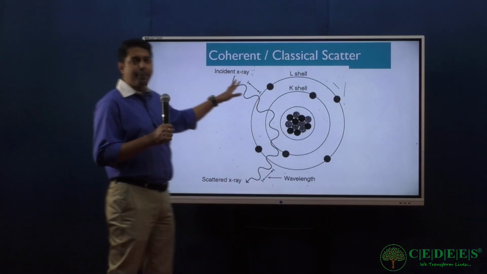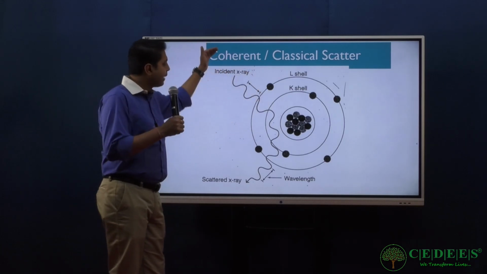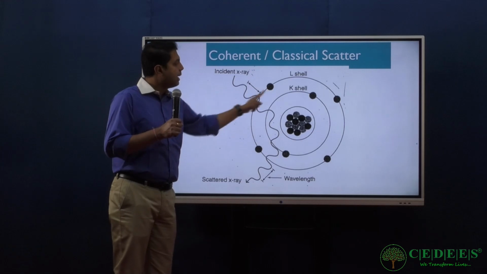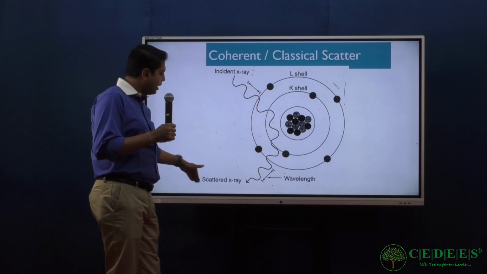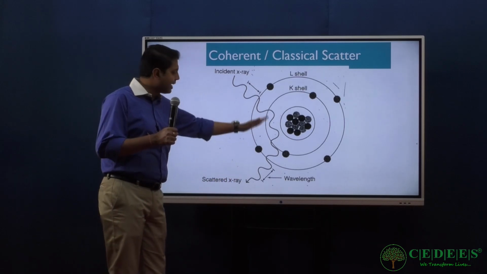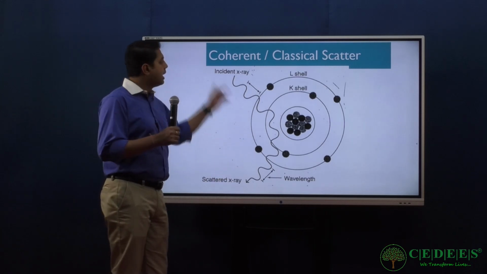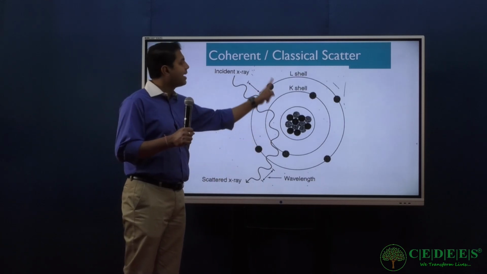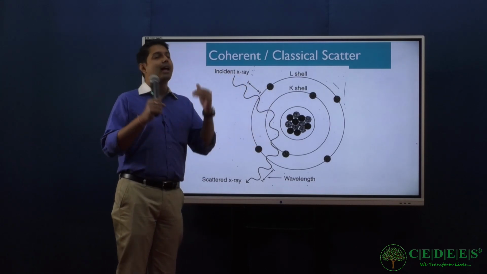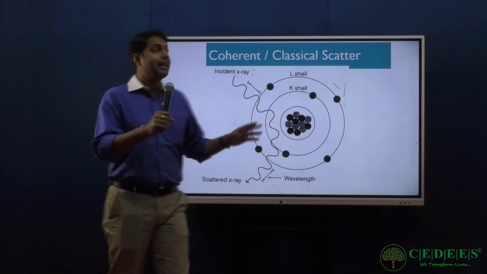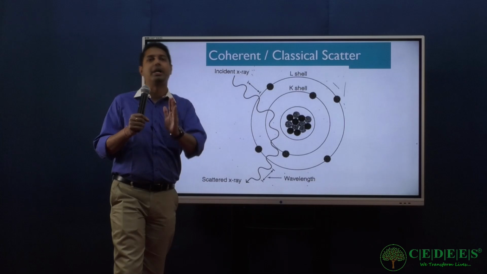So what is exactly happening here? An incident X-ray photon coming from the X-ray tube passes very close to a bound electron. The moment it passes very close to the bound electron, it ceases to exist. That means it dies, it gets finished there because its energy is gone. On the other hand, this excited bound electron releases energy. And it releases how much energy? The energy which this incident photon was carrying when it was coming from the X-ray tube.